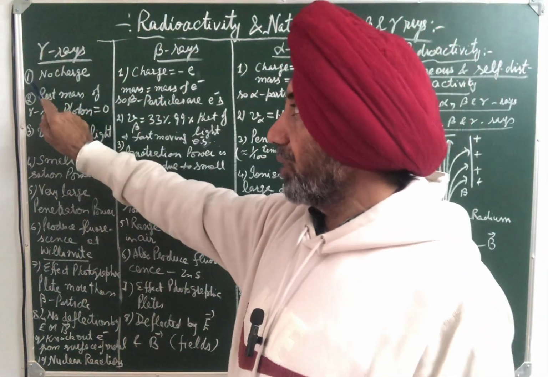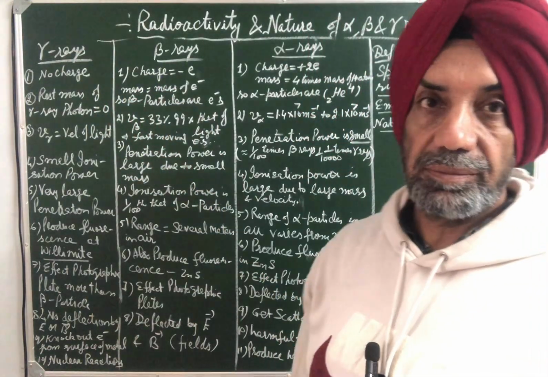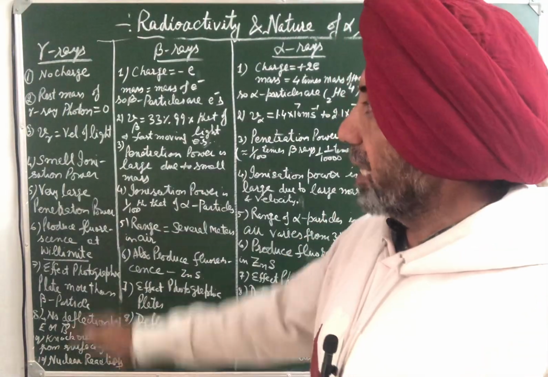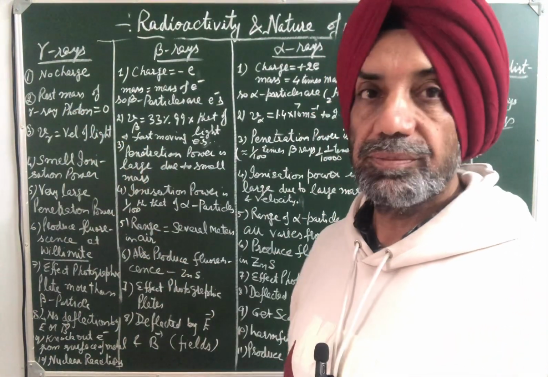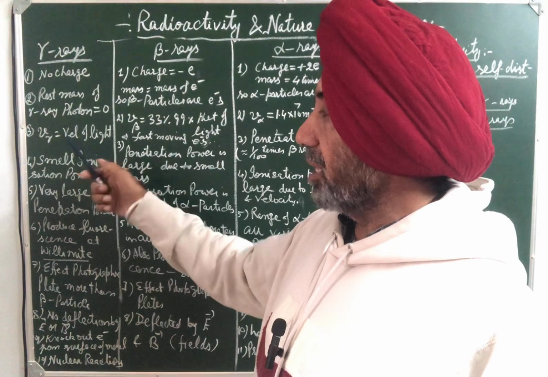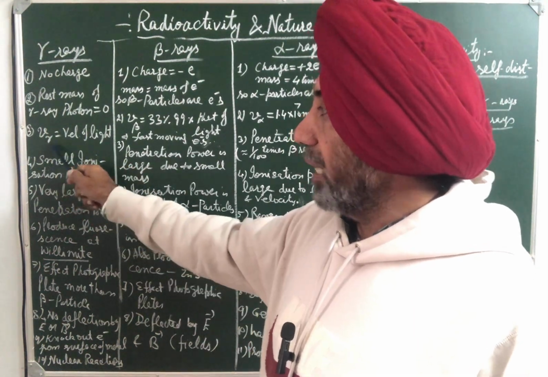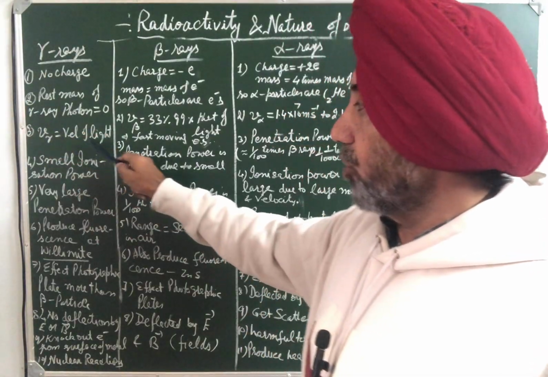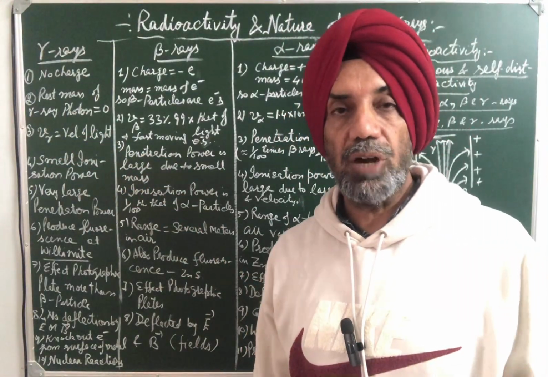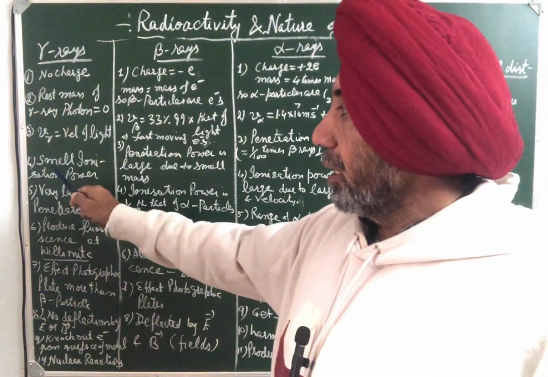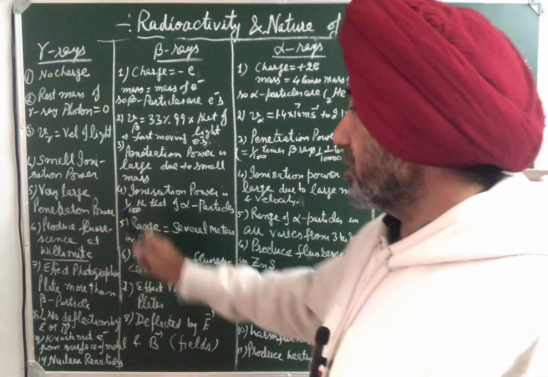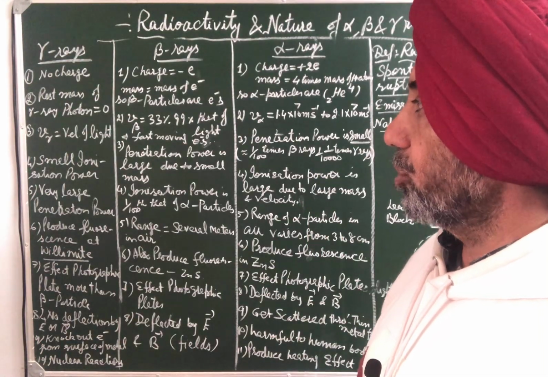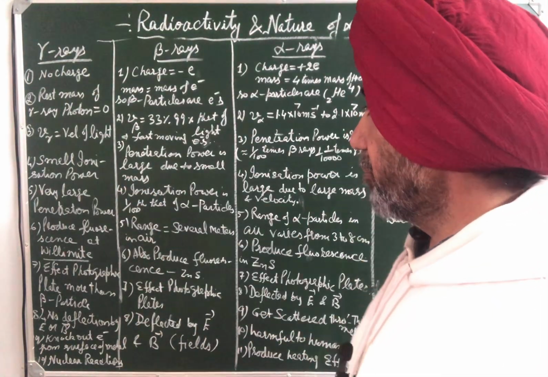Gamma rays are neutral radiation, with no charge. They consist of photons, whose rest mass is zero, because it's energy. The velocity of gamma radiation is equal to the velocity of light. They can travel with the velocity of light. Their ionization power is small as compared to beta rays and alpha rays. So small ionization power.